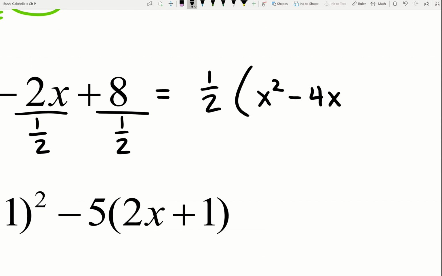Again, think about yourself working backwards. If you were to distribute in that 1/2, 1/2 times negative 4x would be the negative 2x that we had here originally. So that checks out. And then finally, for that constant of 8, I believe that would have to be a plus 16 for the same reason that we just talked about there.